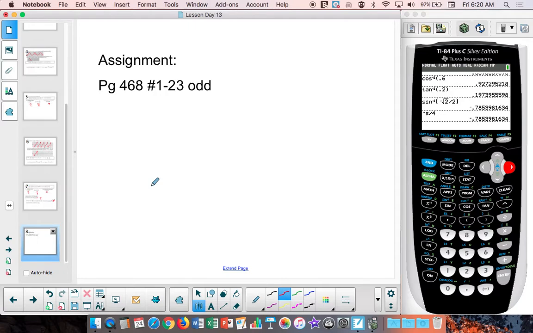And that is it for this lesson. We're going to spend 2 days on this. This being day 1. Day 2, we're going to just get into more practice around the idea of domain and range and then evaluating these functions. But until next time.